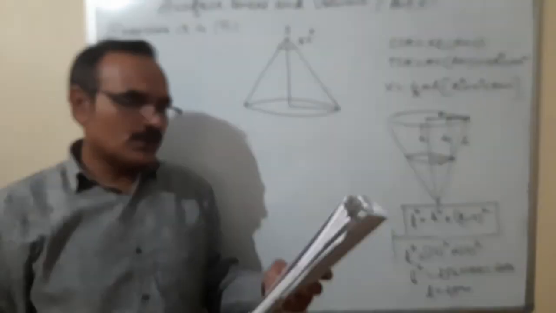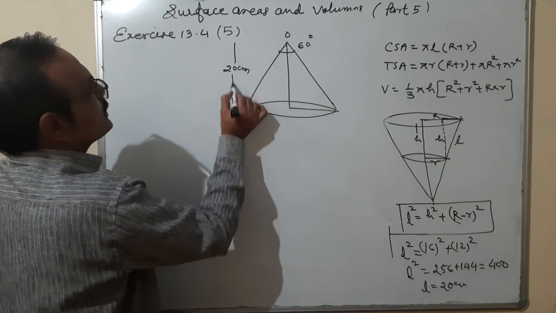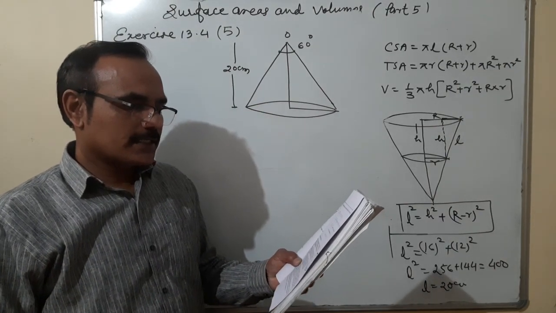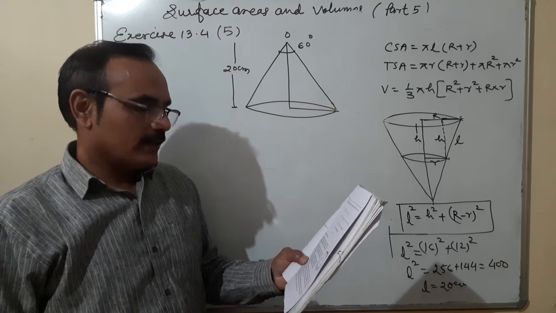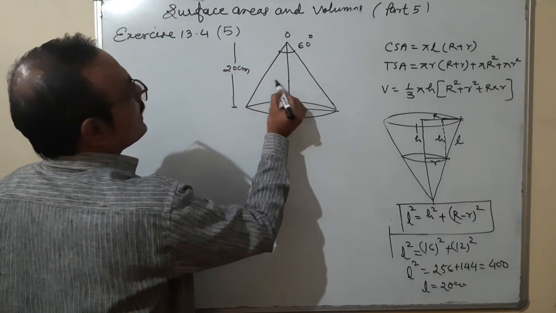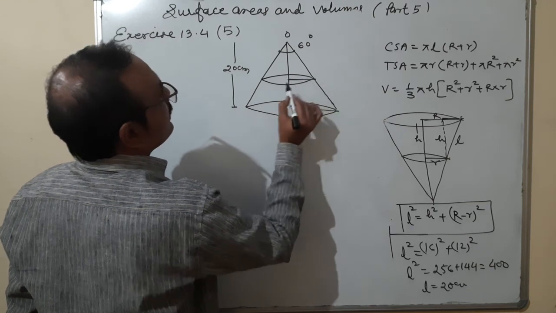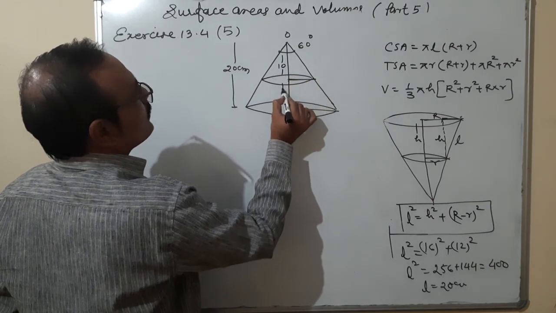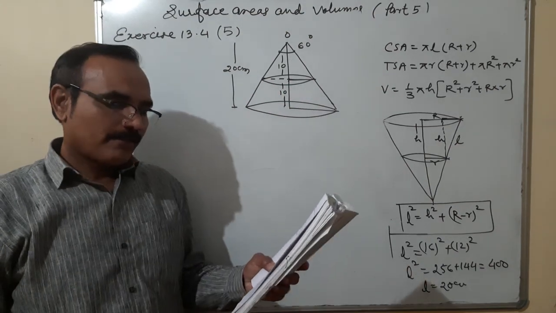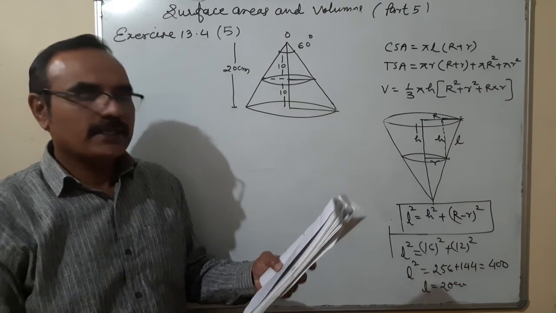A metallic right circular cone 20 centimeter high, height of it 20 centimeter, and whose vertical angle is 60 degrees, is cut into two parts at the middle of its height by a plane parallel to its base. It has been cut at the middle by the parallel plane. Okay, that means there is 10 here and this side also it is 10. Got it? If the frustum so obtained be drawn into a wire of diameter 1/16 centimeter, find the length of the wire.